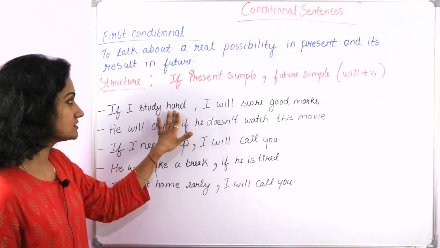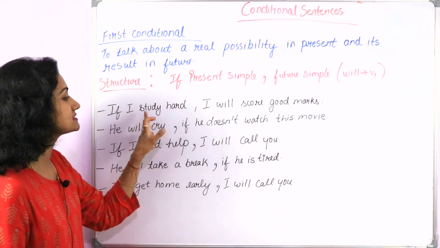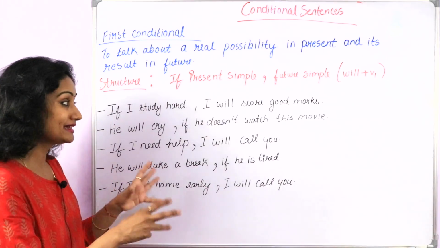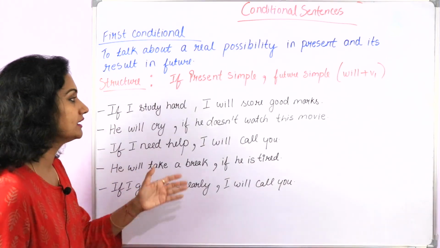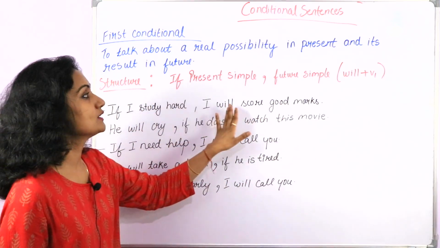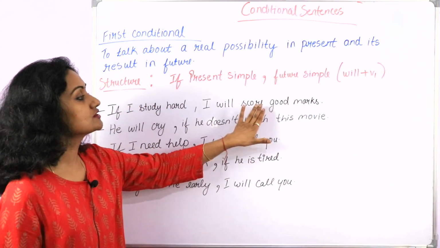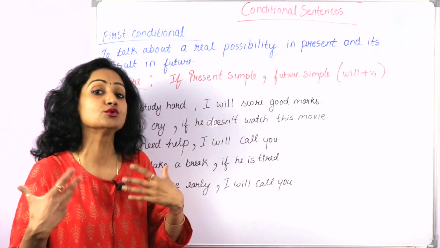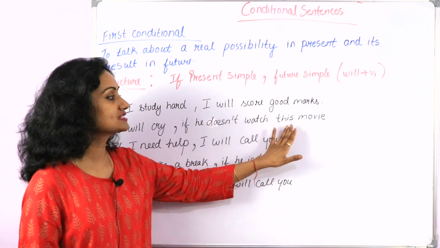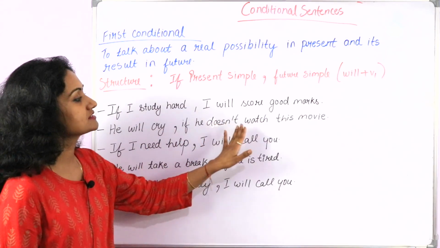If I study hard, this is if plus simple present, first form of the verb. If I study hard, it's a present possible situation. Now let's see the result. What will happen? I will score good marks. If I study hard, I will score good marks. So this is a possible situation in present, and here we have a result of this situation in future. He will cry if he doesn't watch this movie. It's a negative sentence.